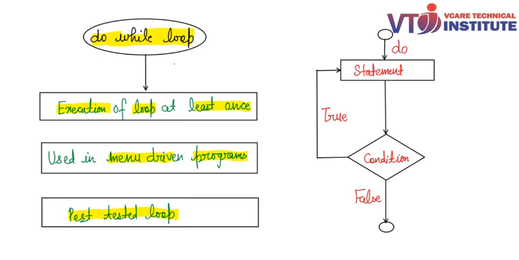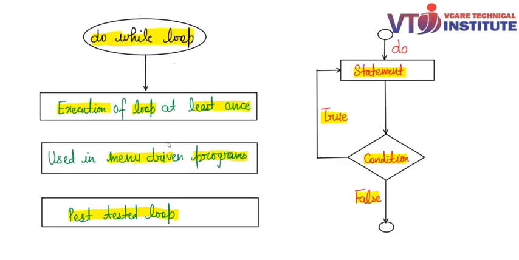And this is a flowchart for a do while loop. In the do we have printed our statement, and in the while there is a condition. If the condition becomes true, the do statement gets executed, and this goes on and on until the condition becomes false and we go to the end of the program.